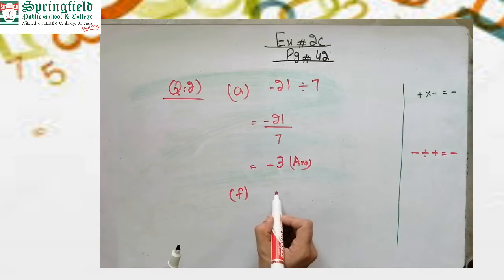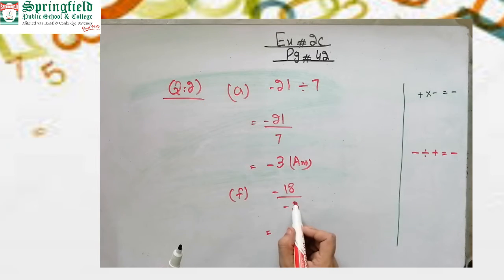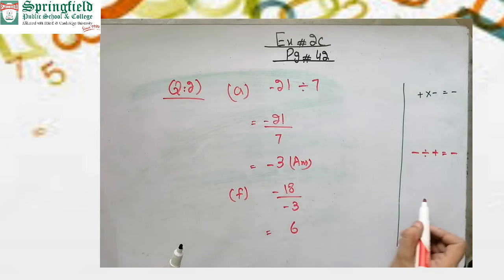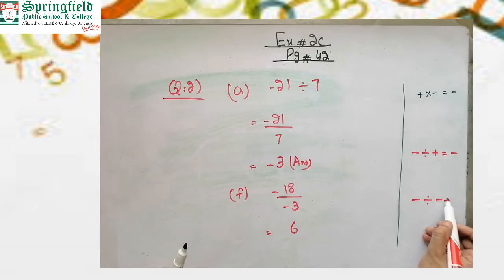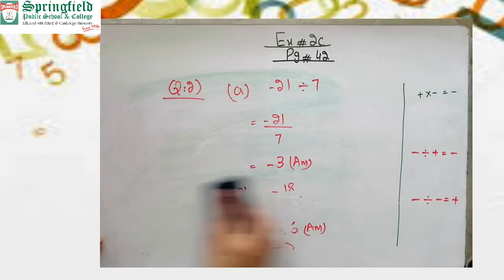F. Minus 18 divided by minus 3. So 3 6s are 18, and minus minus, when a negative number is divided by a negative number, the answer is in positive form. So plus 6 is your final answer. Understood, beta? Okay. Now the rest of the parts are your homework. Now come to the question number 3.